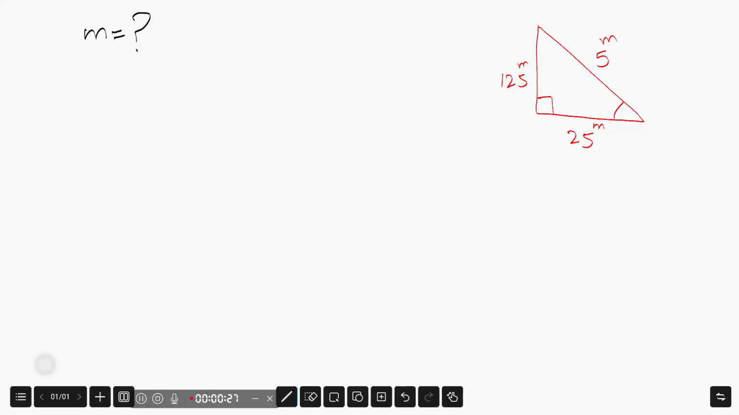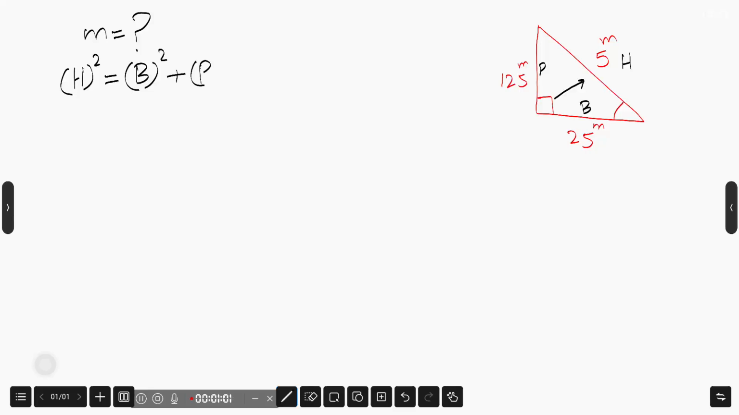Here we use the Pythagoras theorem first to simplify this. You see that this is a right triangle, and the side opposite to the right angle is called the hypotenuse, the side which joins these two angles is called the base, and the third side is called the perpendicular of this right triangle. You know about the Pythagoras theorem. It is stated as hypotenuse square equals base square plus perpendicular square.